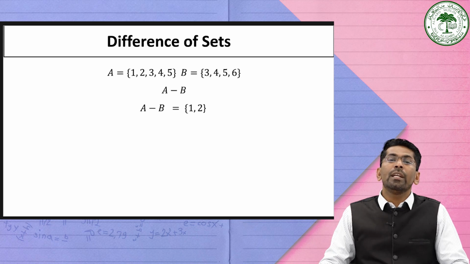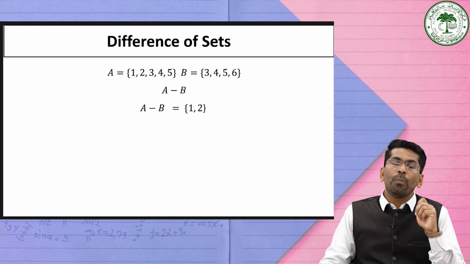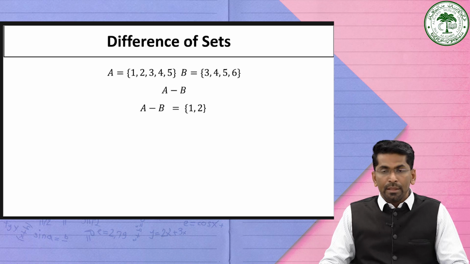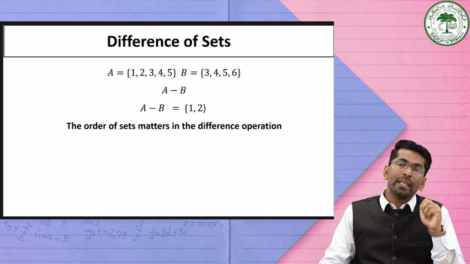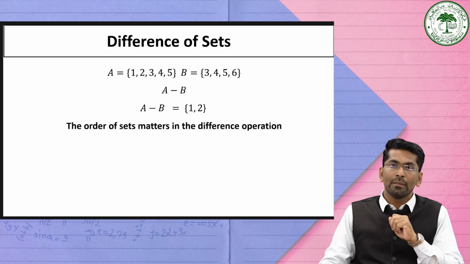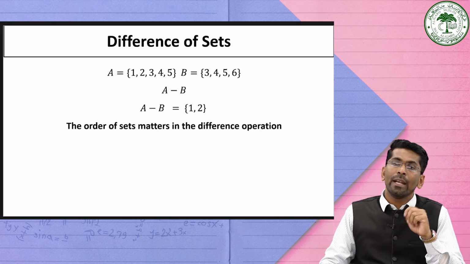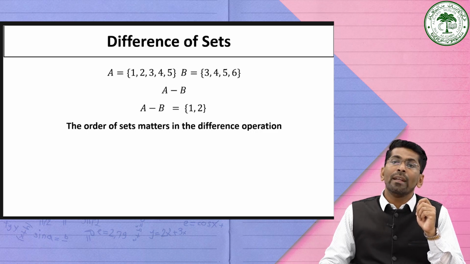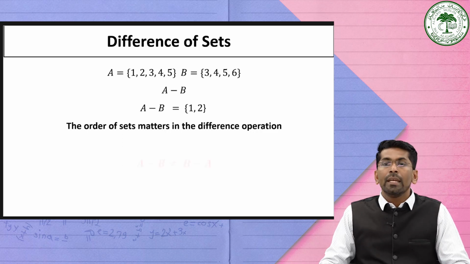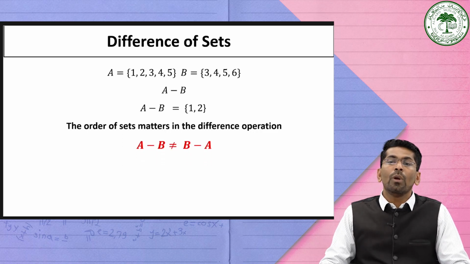Regarding the difference of sets, there are three important points to be noted. The first one you should keep in mind is that the order of sets matters in the difference operation. Unlike the intersection and the union, here the order of the sets matters. That means A minus B is not equal to B minus A, or we can say that A minus B is not the same as B minus A.